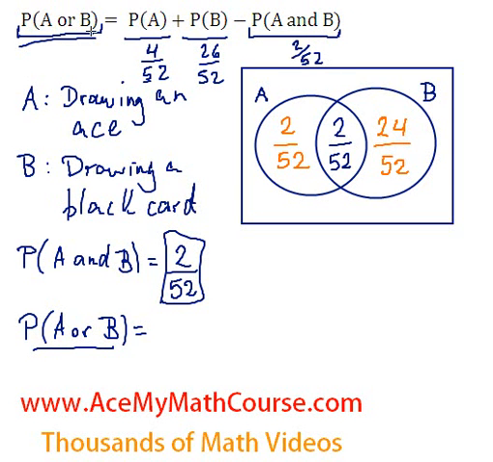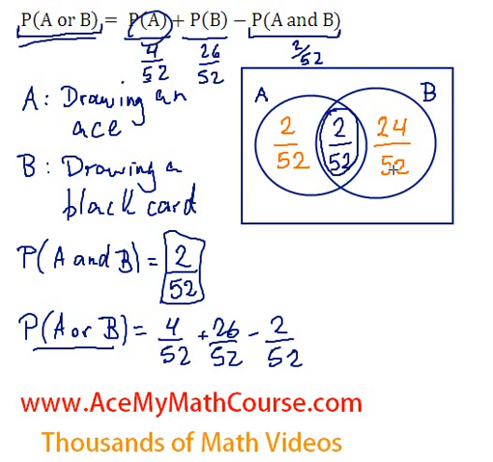So let's use the formula to figure out what P(A or B) is. That's going to be 4 out of 52, P(A), plus P(B), which is 26 out of 52, minus 2 out of 52. And we need to subtract the overlap, otherwise we would be double counting the overlap. So 4 plus 26 is 30, minus 2, 28 out of 52. And that is the probability of drawing an ace or a black card.